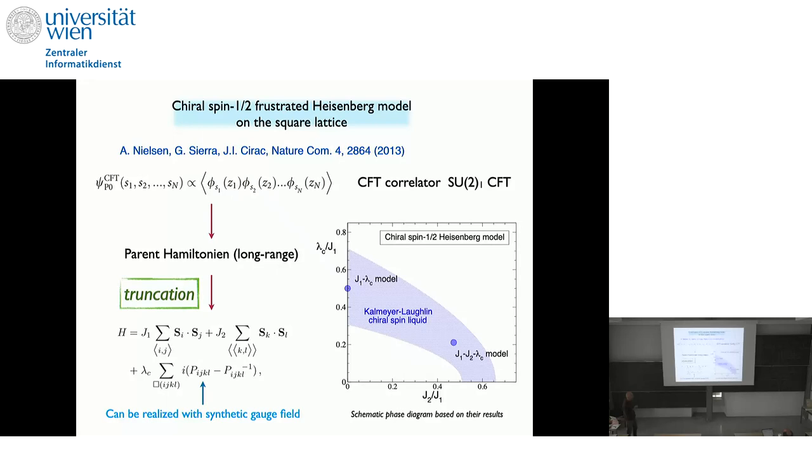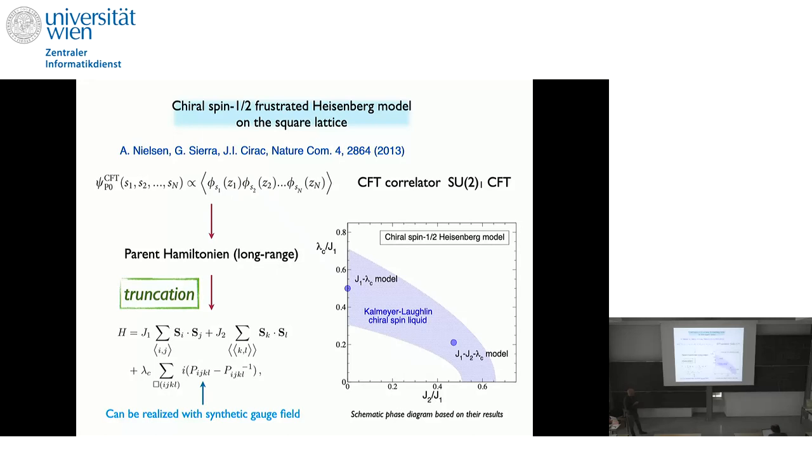What they did is use the conformal field theory framework, where they write the wave function in terms of CFT correlators of SU(2) level one fields, and from this technology they were able to construct a parent Hamiltonian for this chiral spin liquid. The bad thing is that this parent Hamiltonian is very complicated. It has some long-range part that is pretty nasty and not physical. But what they did further on is use some truncation, and numerically they were able to show that the short-range part of this Hamiltonian actually hosts such a phase. So at the end of the day, we are left with a simple model.